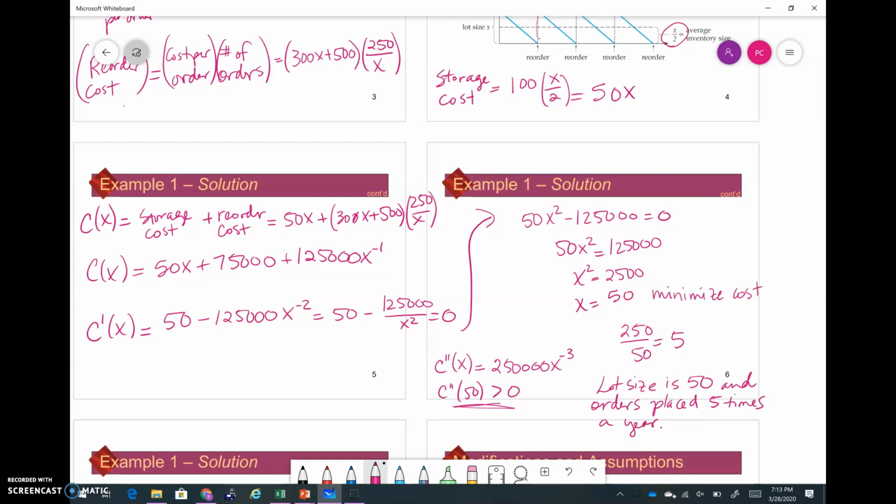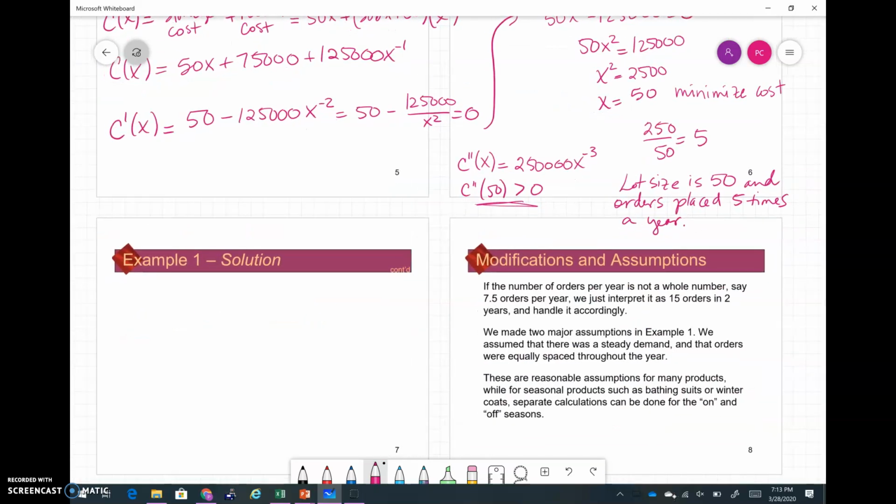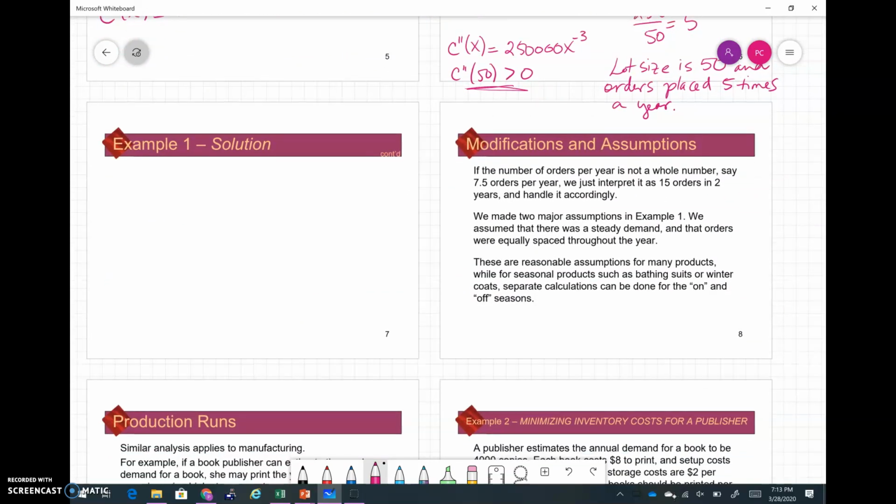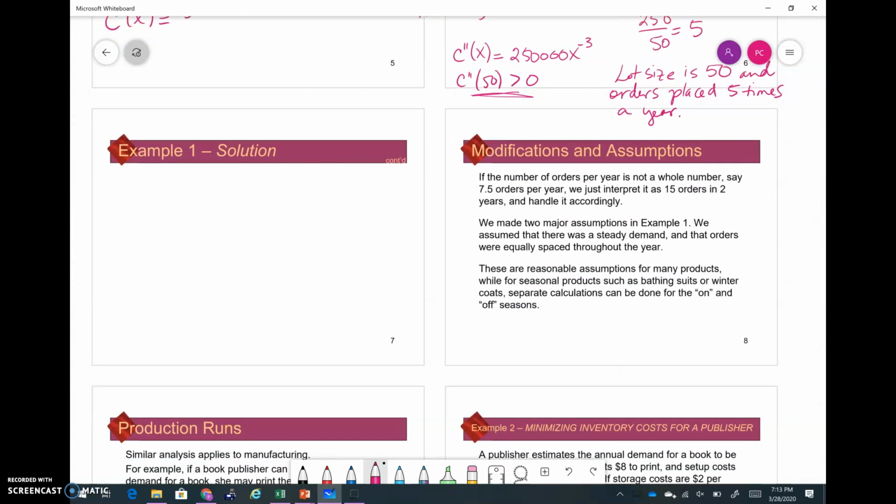All right, that's the end of example 1. So let's keep going here for a minute, looking at slide 8. What would happen if that number of orders per year is not a whole number? In our example, we had 5, which works fine. You can do 5 orders a year. But what if that had been 7.5 orders per year? We would go ahead and double that to interpret it as 15 orders in 2 years, and then over the course of 2 years, you can space out 15 orders.